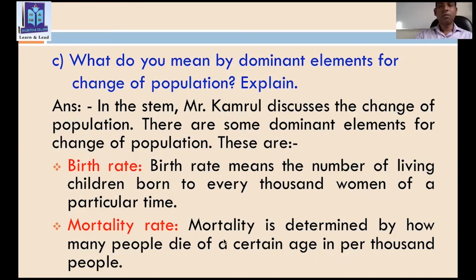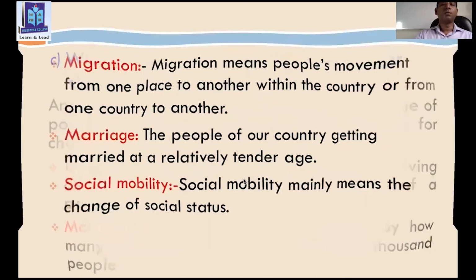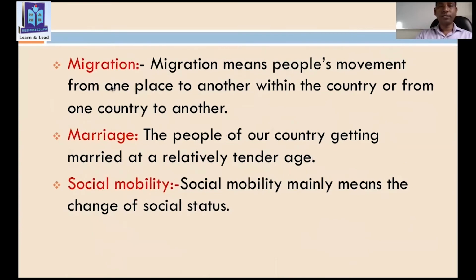Mortality rate. Mortality is determined by how many people die of a certain age per thousand people. Okay. Now, migration. Migration means people move from one place to another within the country or from one country to another country. Okay. Migration has two types. You know, I already have discussed how many types of migration. Two types of migration: one is internal migration and another one is international migration.